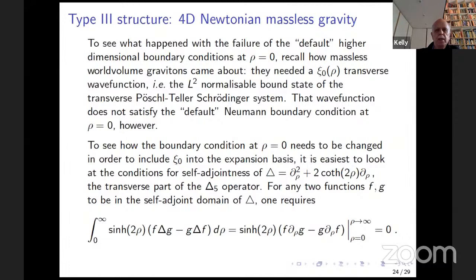Well, in fact, the key is the fact that the C0 wave function was not present in that expansion. Okay, so that was the default boundary condition that I've just discussed. Now let's come back and see what happens when we remember that the graviton problem for the fluctuations of gravity waves on the world volume required this C0 log tanh rho transverse wave function, which was L2 normalizable of the Poeschl-Teller Schrodinger system. That wave function actually doesn't satisfy the default Neumann boundary condition at rho equals zero, and that's why the previous discussion, what we call type two, excluded it. So in order to include this, you have to change the boundary condition as rho tends to zero.